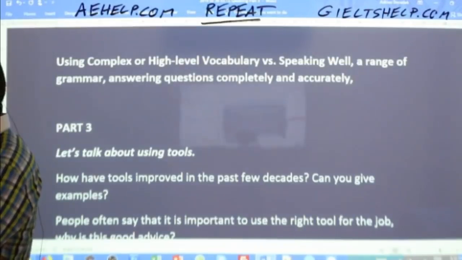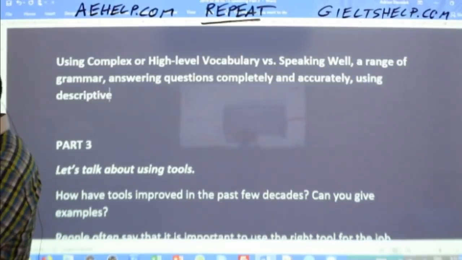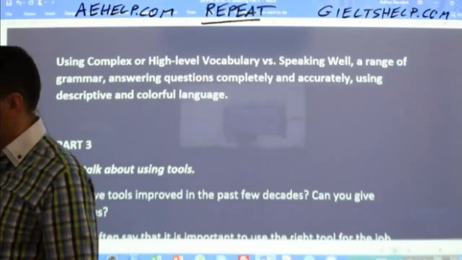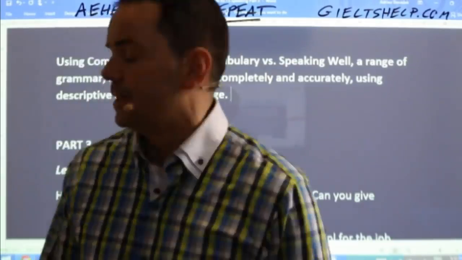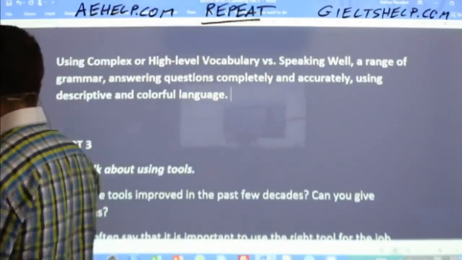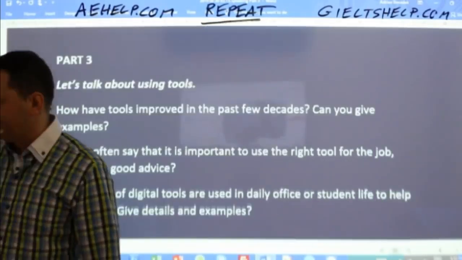And you are using descriptive and colorful language. Okay? It doesn't have to be overly complex. Keep that in mind. So let's focus on this in part 3.